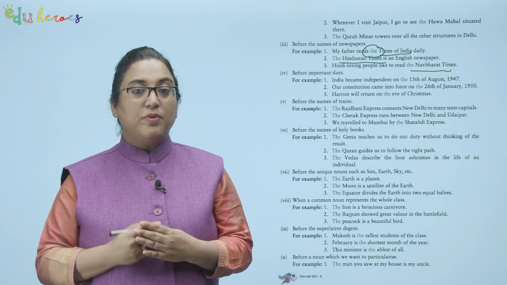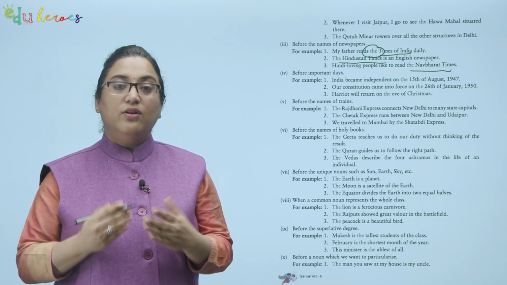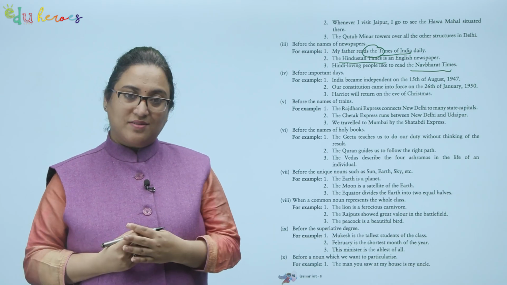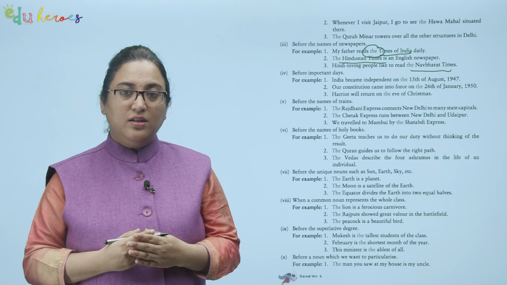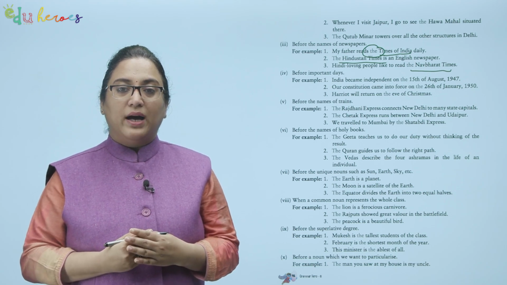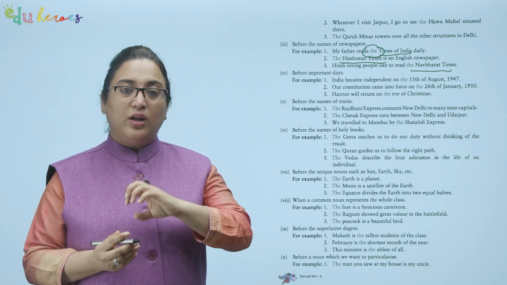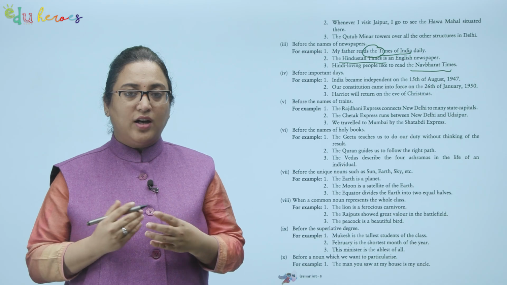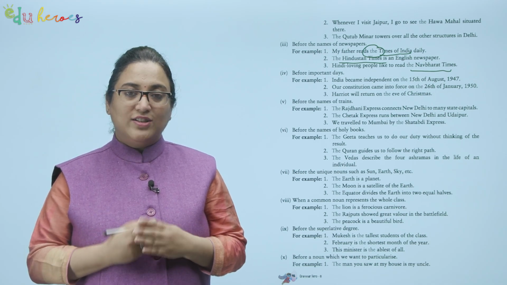Also, the is used before the names of trains. For example, the Rajdhani Express connects New Delhi to many state capitals. The Chetak Express runs between New Delhi and Udaipur. We travel to Mumbai by the Shatabdi Express. If you try to pull out the from such sentences and try to read them, how different do they sound. So we will stick to this rule.